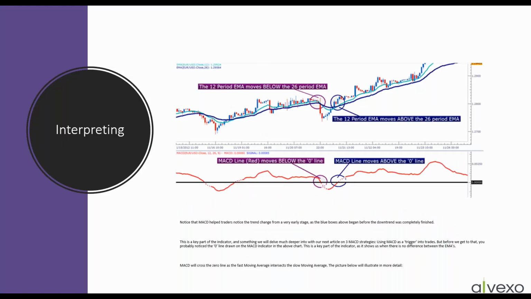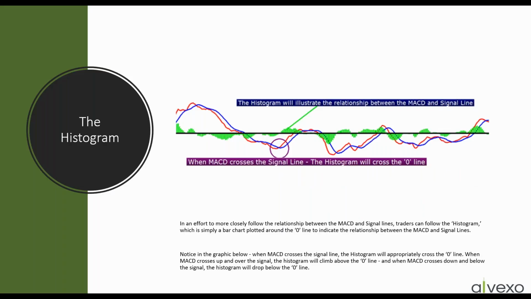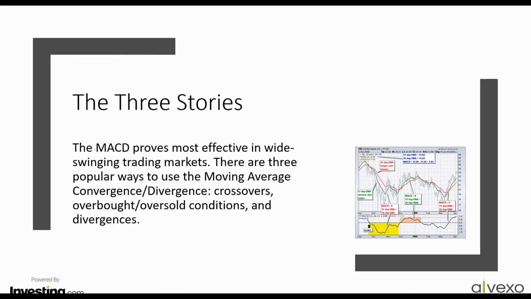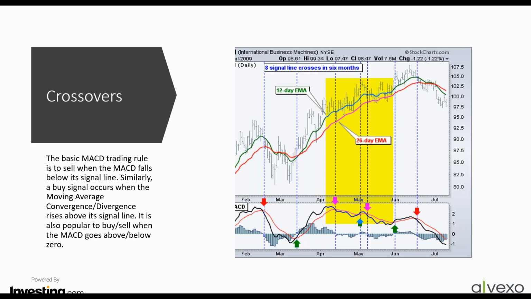Now, interpreting MACD. Okay, MACD gives us three different stories. The MACD proves very effective in wide swinging markets. There are three different popular ways that we use moving averages or MACD, and that's for crossovers, overbought and oversold conditions, and divergence, the three that I mentioned to you. Now, crossovers: the basic MACD trading rule is to sell when the MACD falls below its signal line. Similarly, a buy signal occurs when the MACD rises above the signal line.